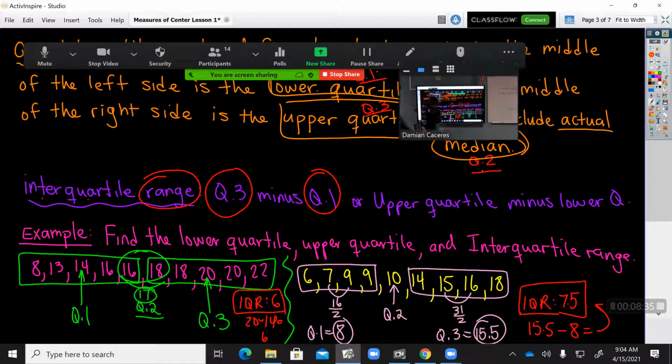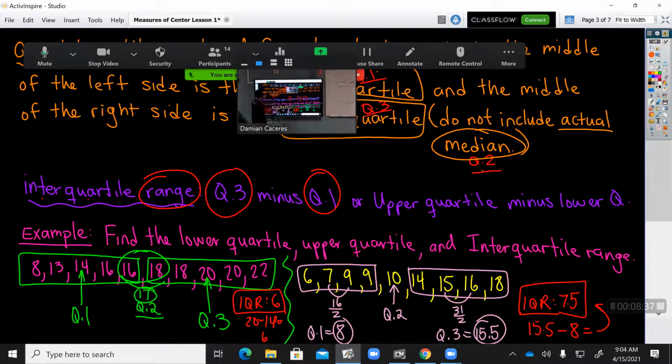Now, this is where what I put in parentheses comes into play. Do not include the actual median. So, two numbers that were used to calculate the median are 16 and 18. But are either of those numbers 17? They are not. So, because they are not, they are included in the left and right side. So, when I put the box for the left and right side, I included the 16 and I included the 18. Why did I include them? Because those are not the actual median. So they are not the median, they are included in the left and right side.